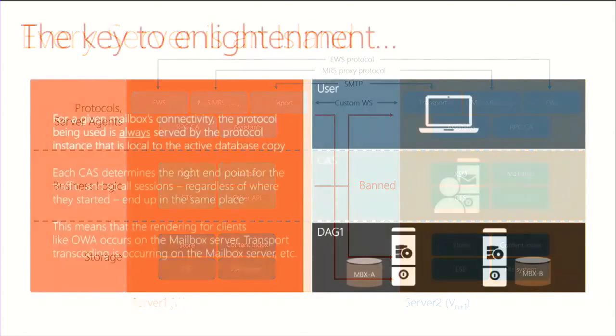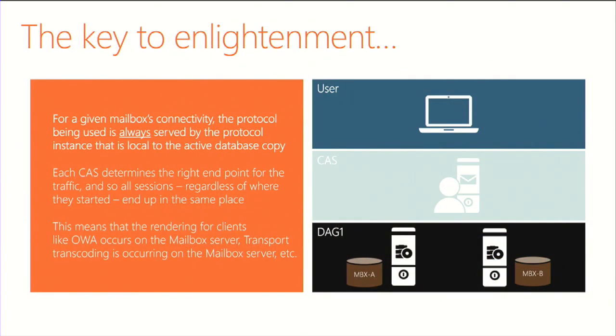What this essentially means is that for any given user's session, that session is going to be serviced by the protocol that is local to the active database copy. Only that protocol that is on the same server as that active database copy will be the one responsible for doing any data processing, any data rendering, any content conversion of that data. This gets us away from having to worry about version boundaries. We're now uncoupled along that dimension. It also, from a connectivity standpoint, always ensures that all of the connections always end up at the same place, the mailbox server hosting the active copy. We've removed session affinity as a boundary in that regard.